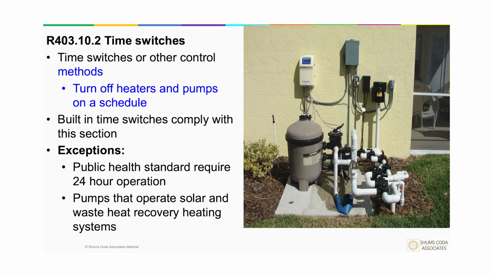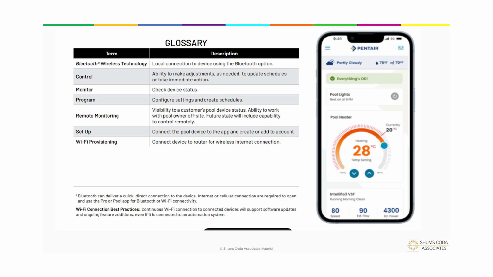The other thing is, you have to have a time switch or some sort of other control for it, and you're going to turn off the heaters and the pumps on a schedule, unless, of course, public health says it has to be on 24 hours. The built-in switches have to comply with what it says here. It also covers pumps that operate on solar and waste heat recovery heating systems. The waste heat recovery system is that drain that preheats the water, right, with all the copper wrapped around it. That's what they're referring to here.